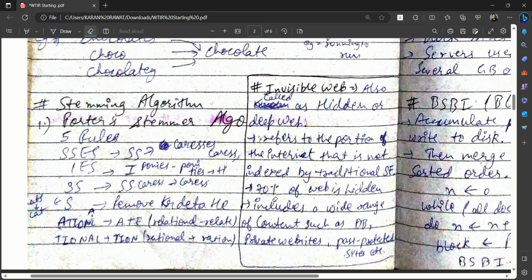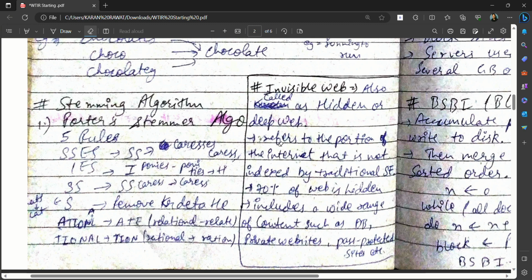So as you can see, I have mentioned that this invisible web is also known as the hidden web or the deep web. We have the deep web as one thing, and the dark web is another thing. You should be clear about them. This invisible web, as the name suggests, is invisible, that is not visible to us. So that is basically hidden, or you can say deep web. So the invisible web is also known as the hidden web or deep web.